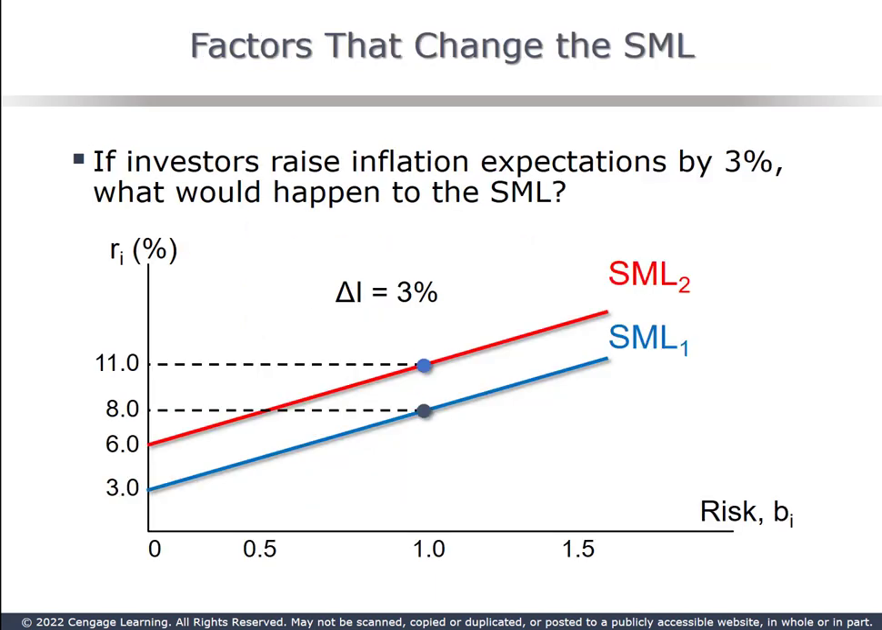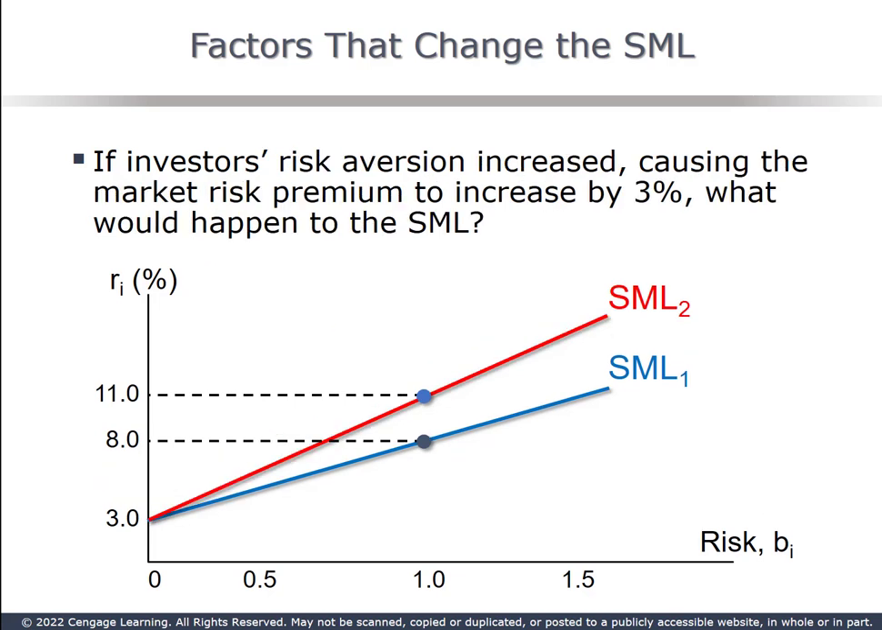The security market line is not static. It changes as its components change with market changes. If inflation expectations increase by 3%, but the market risk premium doesn't change, then the SML line shifts up. Inflation expectations increase the risk-free rate, which is the y-axis intercept. If investors' risk aversion increases, but the risk-free rate stays constant, then the line will ratchet up, affecting high beta stocks more than lower beta stocks.